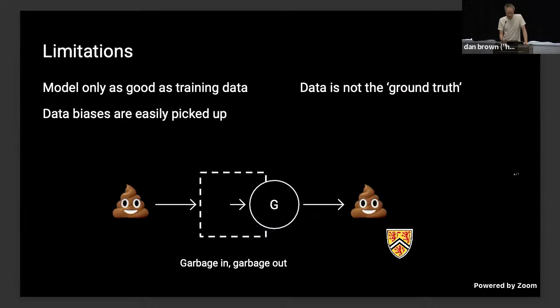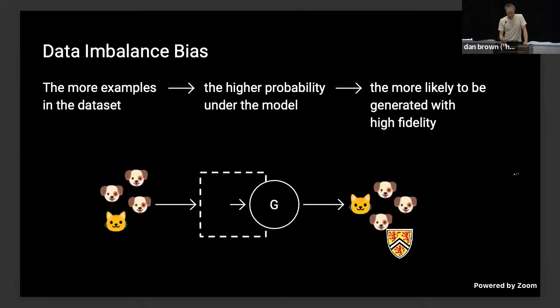So many data biases are easily picked up, and we shouldn't really think about the data as a ground truth anymore. You might have heard the saying garbage in, garbage out. A very important data bias, I think, is data imbalance bias. The more examples that you have of a certain kind in a data set, the higher the probability under the model and the more likely these types of examples are to be generated with high fidelity. Here for illustration, just cats and dogs.